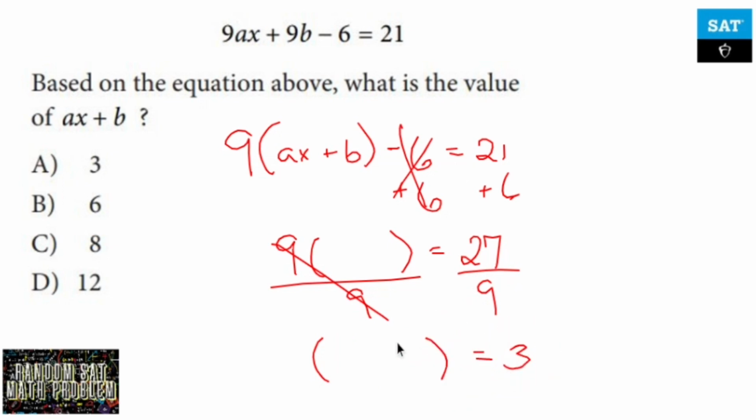What was that parentheses? Oh, it was AX plus B, which is what we're trying to solve for. So AX plus B is 3. I made a rhyme.